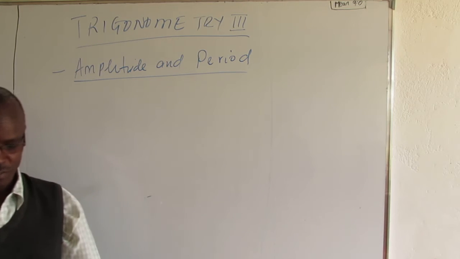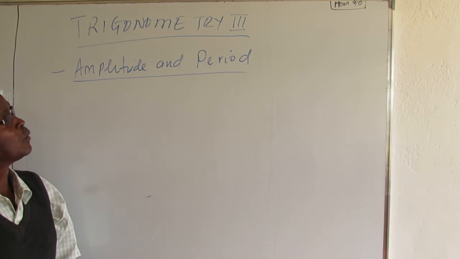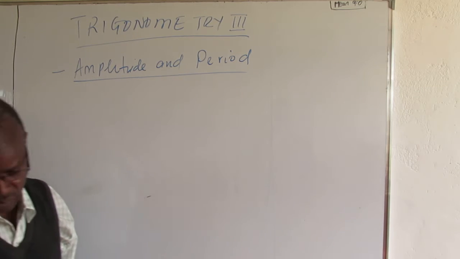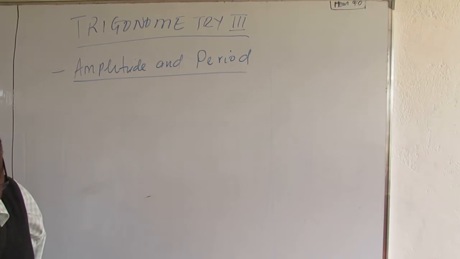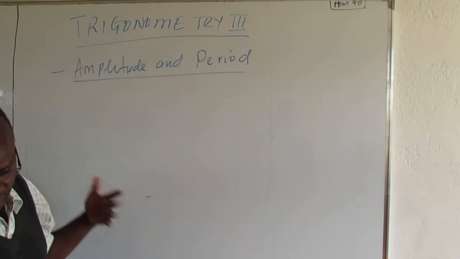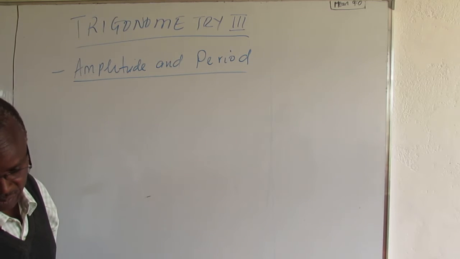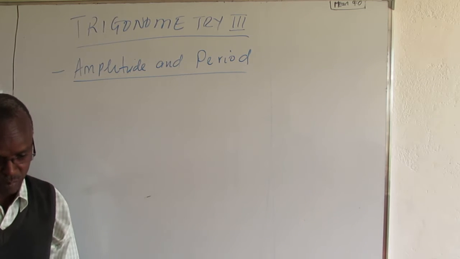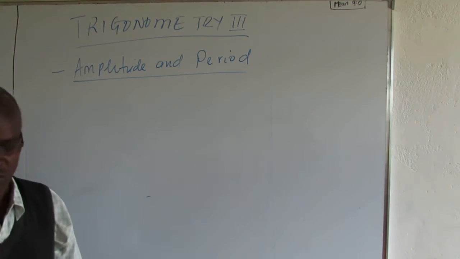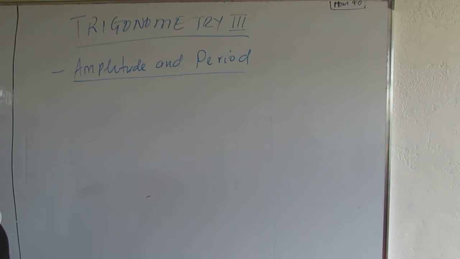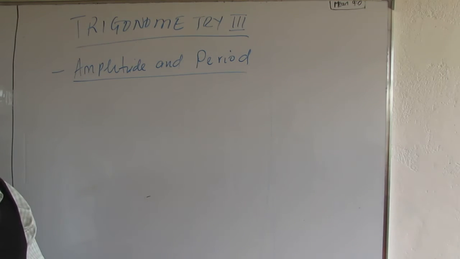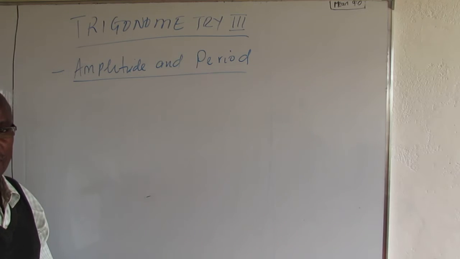Okay, today we are learning trigonometry 3, and under that we have already done the introduction part of it about the ratios, the three ratios. We want to go straight to waves. Under waves we'll do amplitude and period.